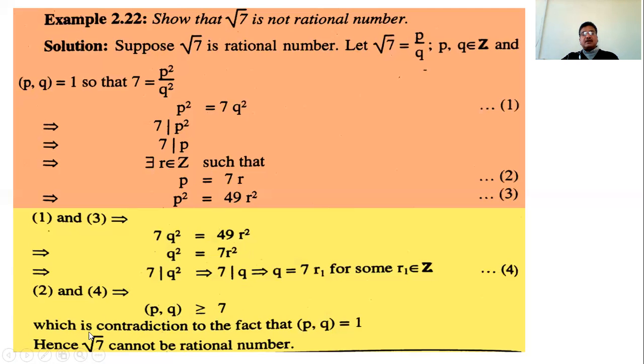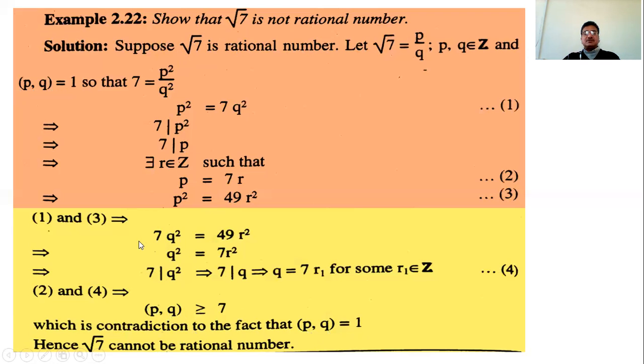But this is a contradiction to the fact that the greatest common divisor of p and q is 1, since p and q are in smallest form. So the greatest common divisor of p and q is 1, and therefore this is wrong. This is a contradiction to the fact that the greatest common divisor of p and q is 1, and therefore we have a contradiction, which means the assumption that root 7 is a rational number is wrong.